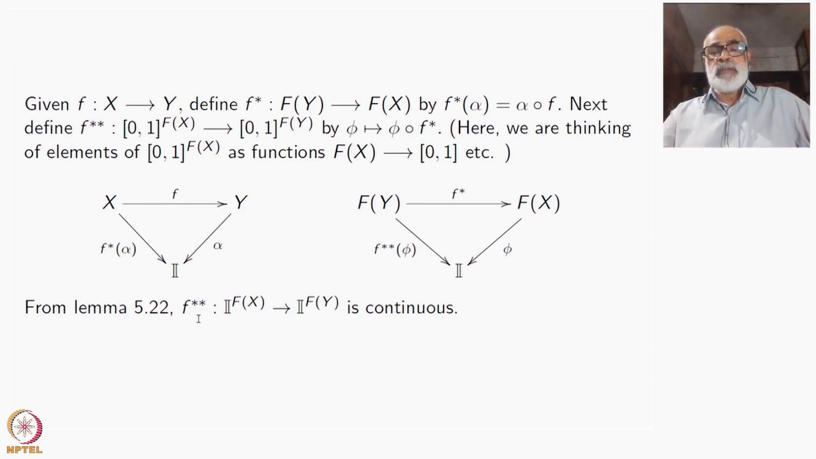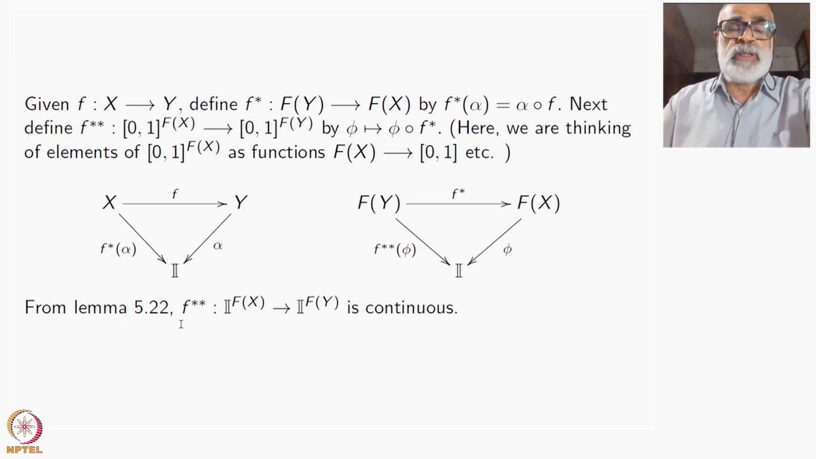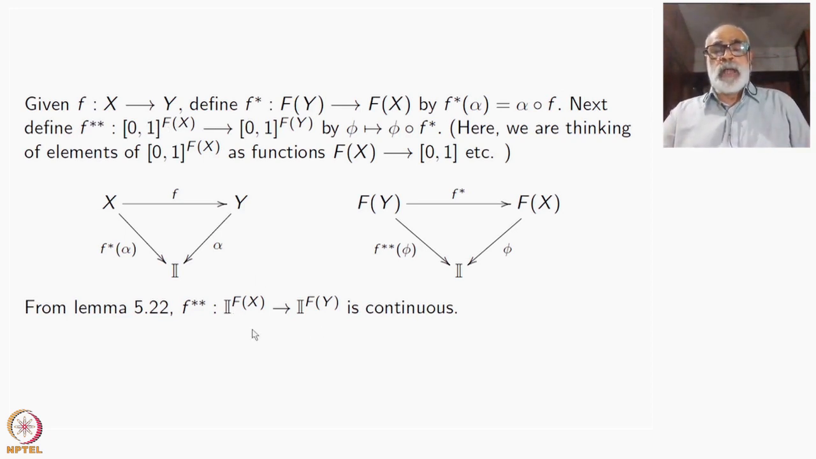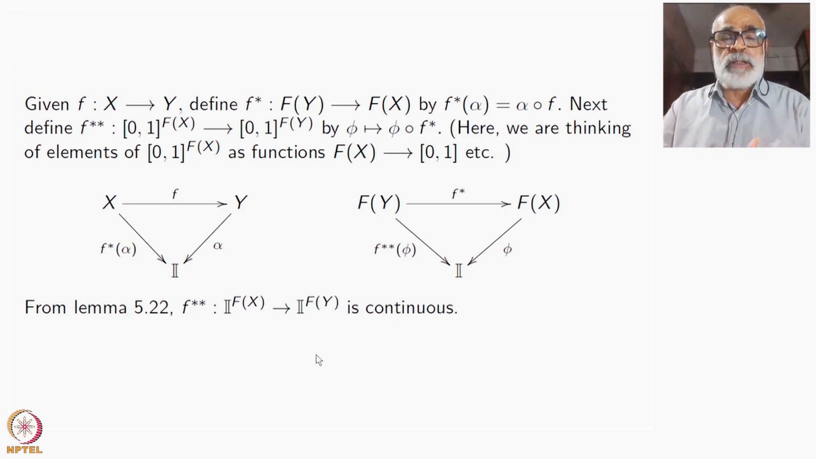This f double star is now from the set of all functions from FX to I, namely the product space I raised to FX, to I raised to FY. These are both product spaces. This is continuous. Continuity of this is the statement of Lemma 5.22. Okay, I am going to use that lemma now. So starting with f from X to Y, I have got a function in the product spaces. All that I have to do is that this same function will restrict itself to the Stone-Cech compactifications of X and Y respectively inside these product spaces. So that is the next step we have to do.